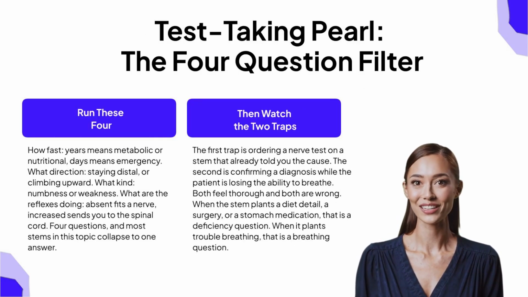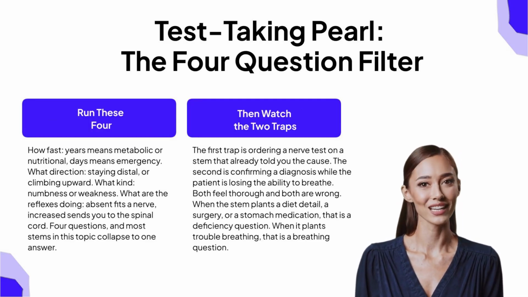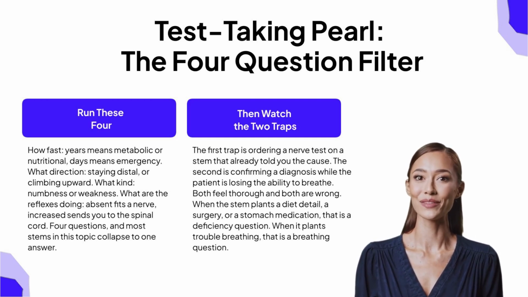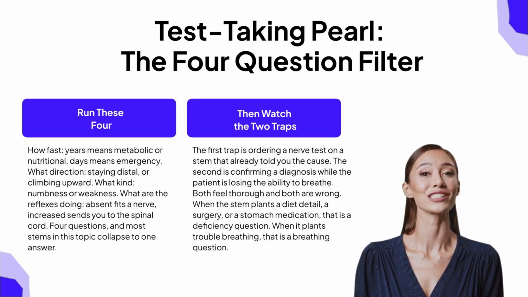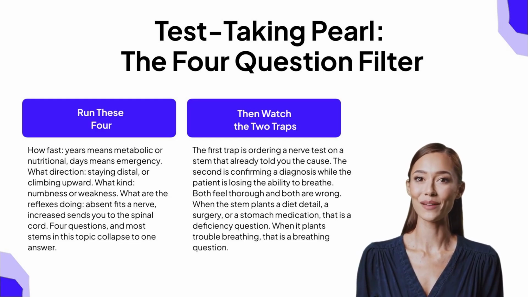Here is the pearl that ties it together, a 4-question filter you can run on any nerve stem in 15 seconds. How fast? Years means metabolic or nutritional. Days means emergency. What direction? Staying distal, or climbing upward? What kind? Numbness or weakness? What are the reflexes doing? Absent fits a nerve. Increase sends you to the spinal cord. 4 questions, and most stems collapse to one answer.